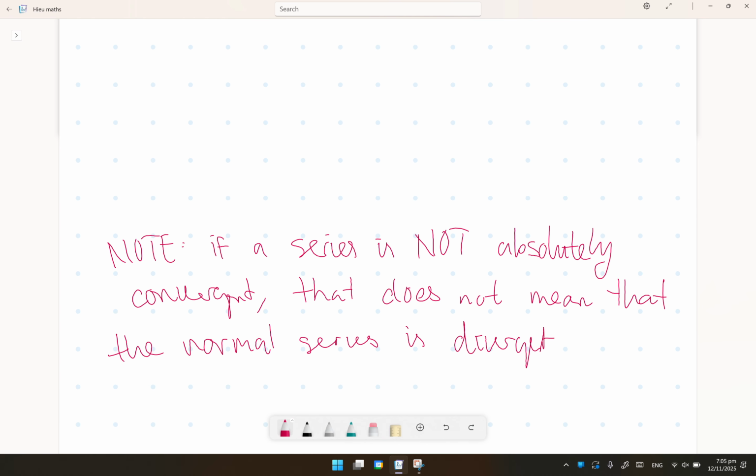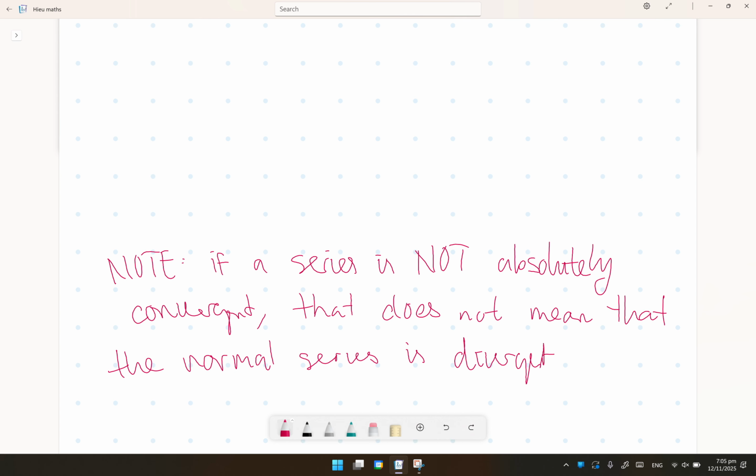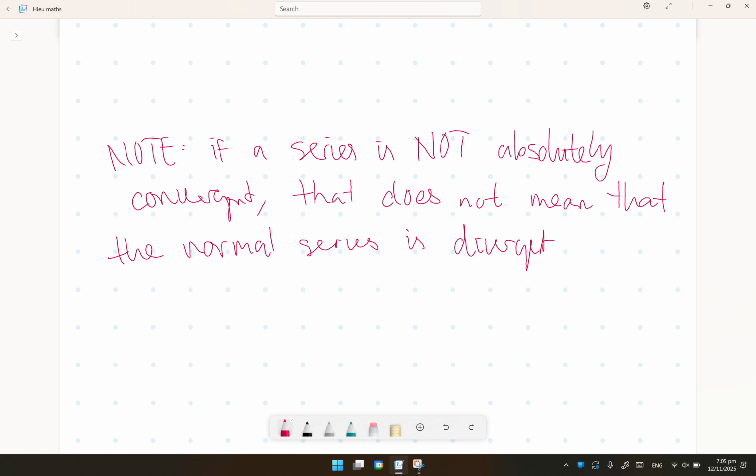A quick note: if a series is not absolutely convergent, that does not mean that it's divergent, right? You can have a series that is not absolutely convergent, but still be convergent normally. So keep that in mind. It's just like the other test. Just because it's not absolutely convergent does not mean that it's divergent.